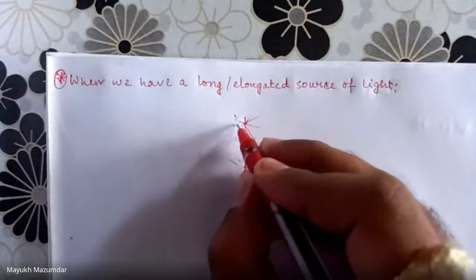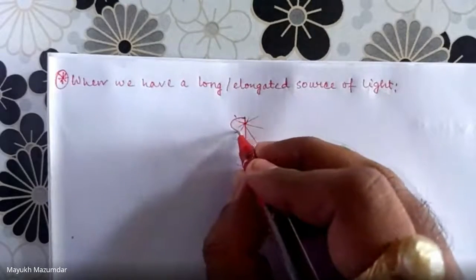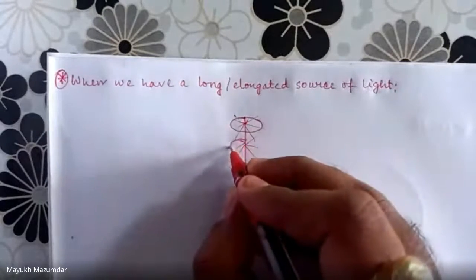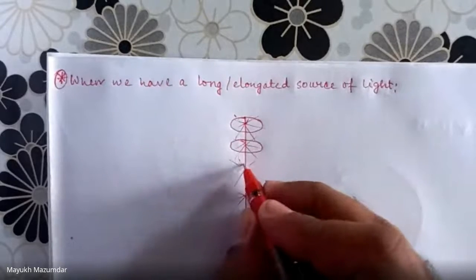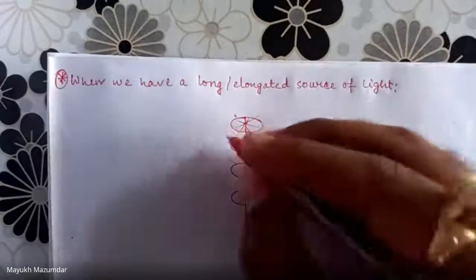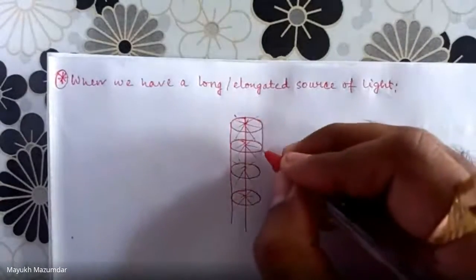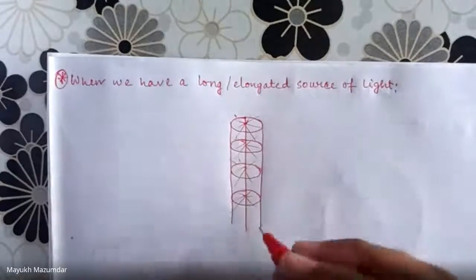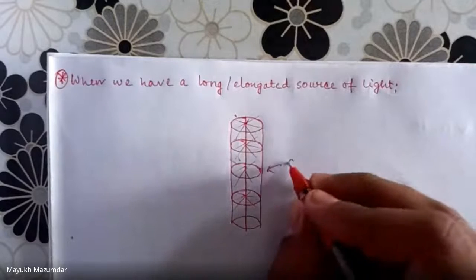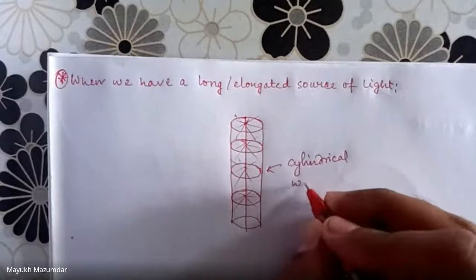So at a particular time, if you try to draw the wavefront, what will you get? Here it's like this, here it would be like this, here it would be like this. So what will you get? A cylinder, isn't it? These types of wavefronts are called cylindrical wavefronts.